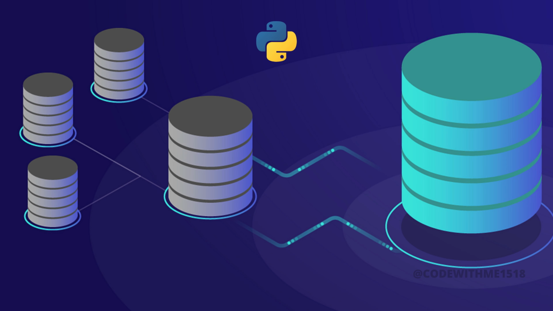Alembic's auto-generate feature tracks changes in your models and creates migration scripts automatically. You can then apply these migrations to keep your database schema up to date across all environments.